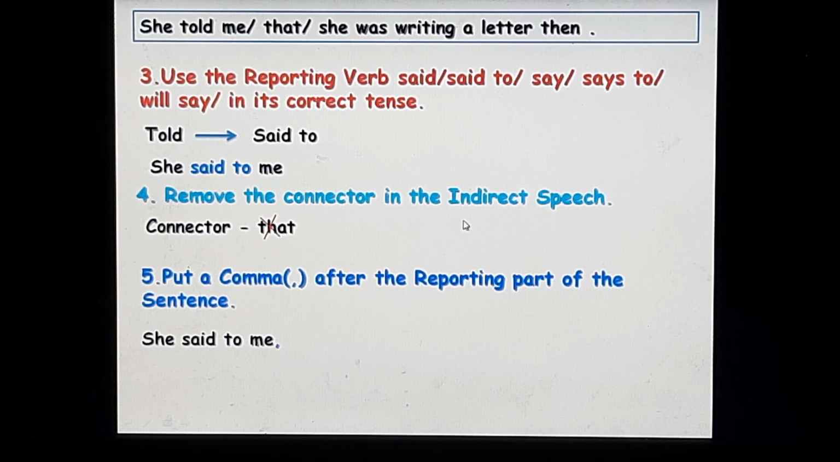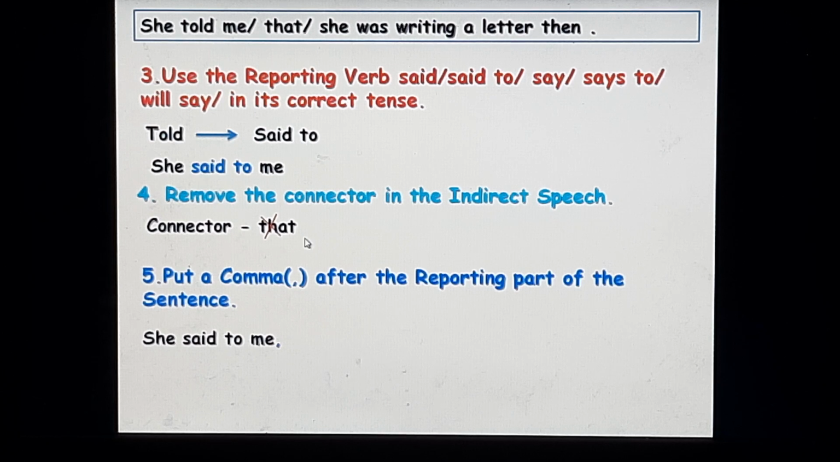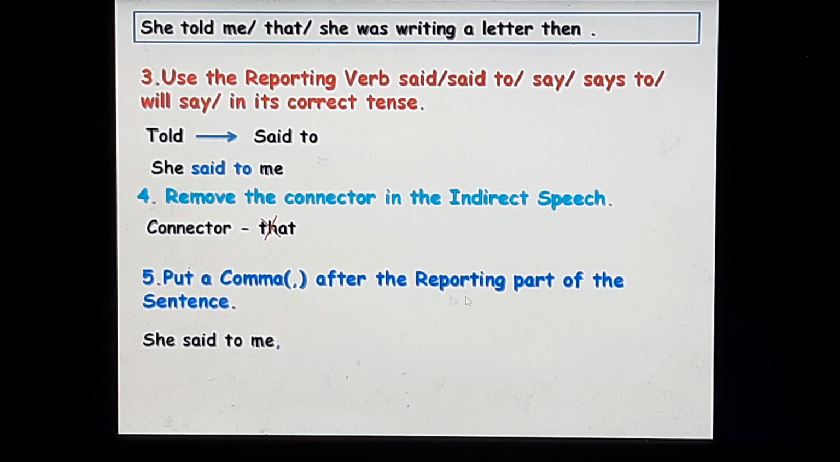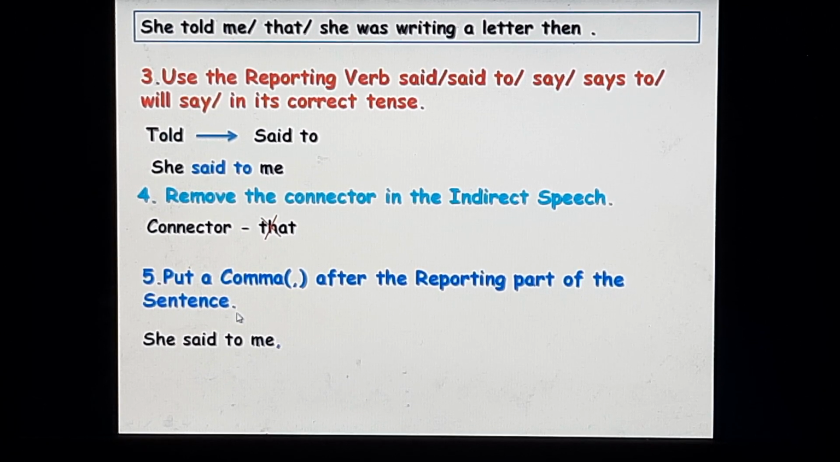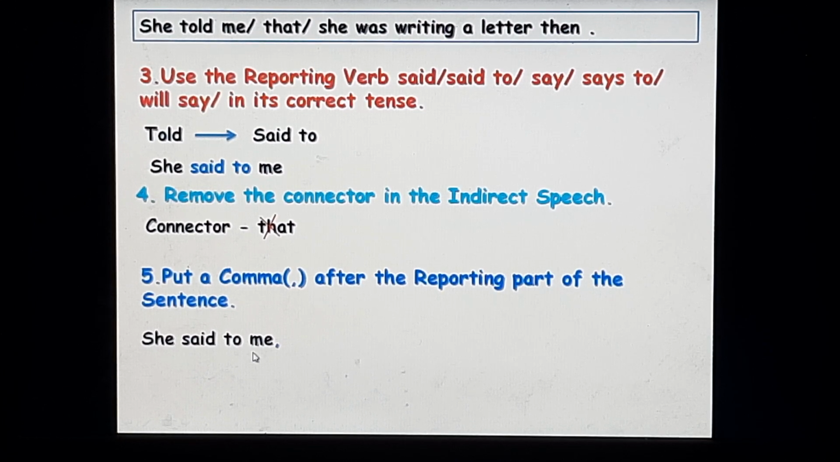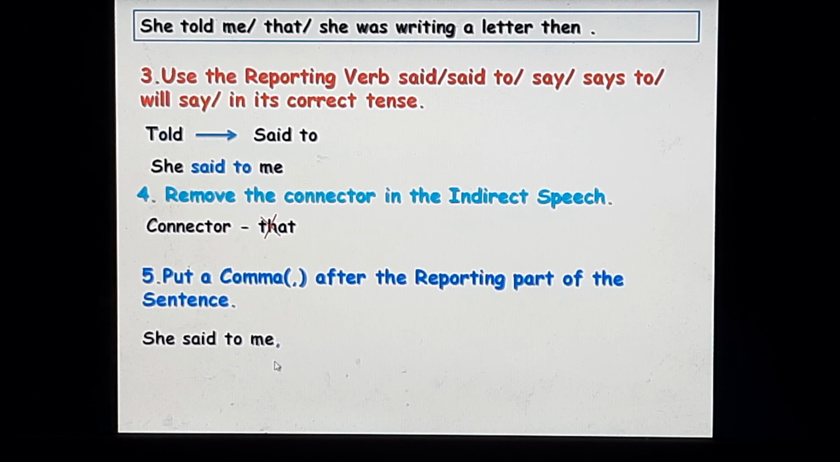Then remove the connector in the indirect speech. Next is the connector. The second part, remove the connector. Then you put a comma after the reporting part of the sentence. So after the first part, she said to me, and the connector is removed, you use a comma.